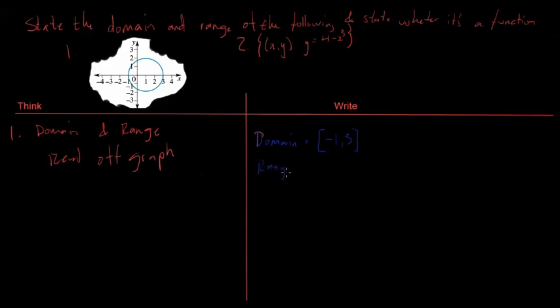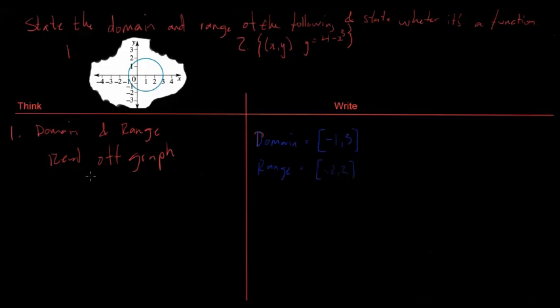Range. Let's have a look again. In my mind, that is going from -2 to 2. So again, we can use this notation where we go square bracket -2 to 2, and that means everything in between -2 and 2.